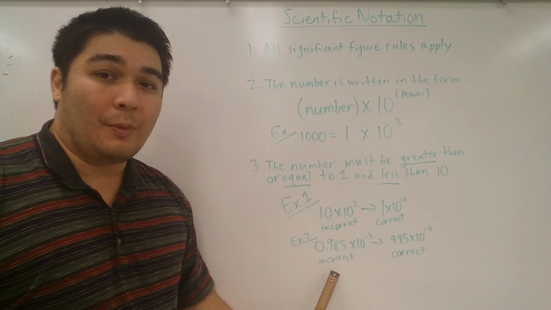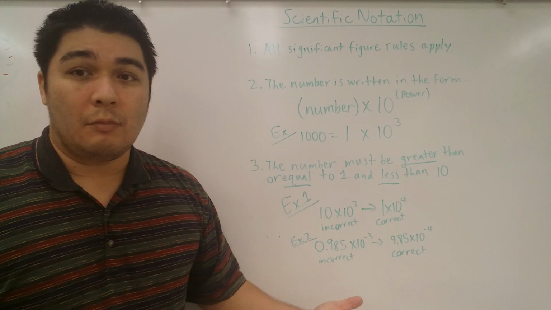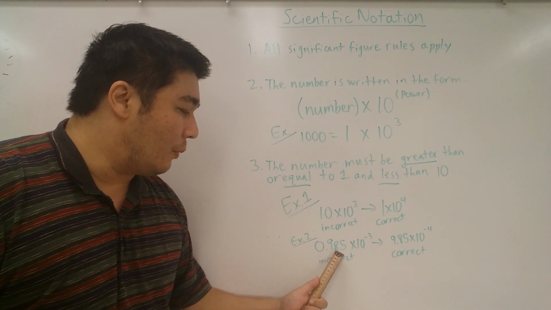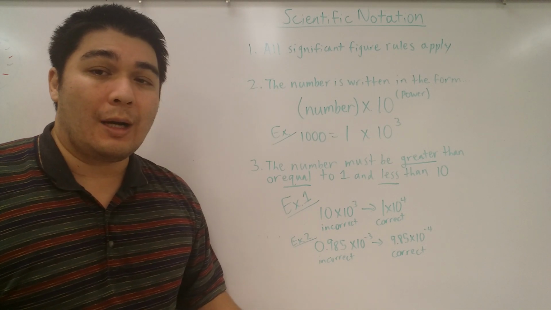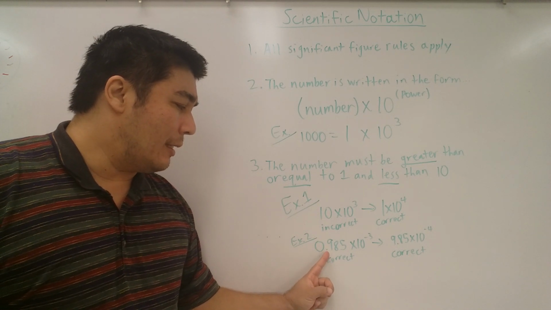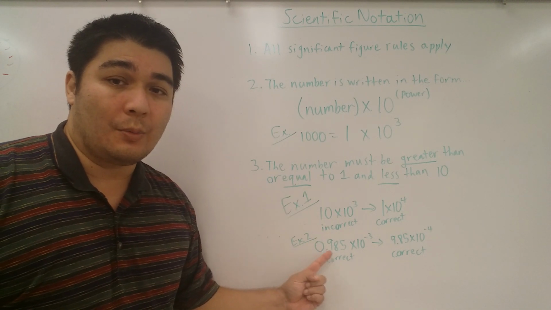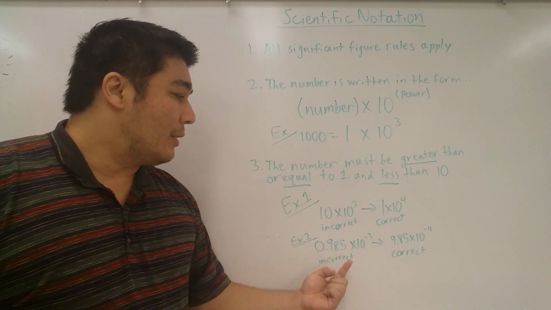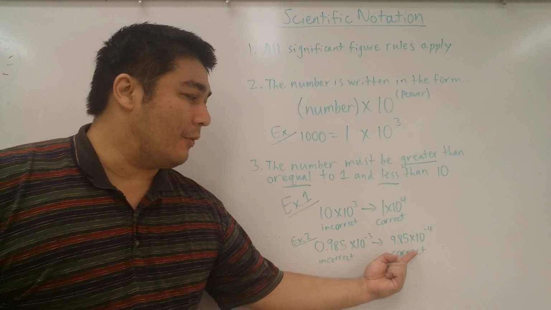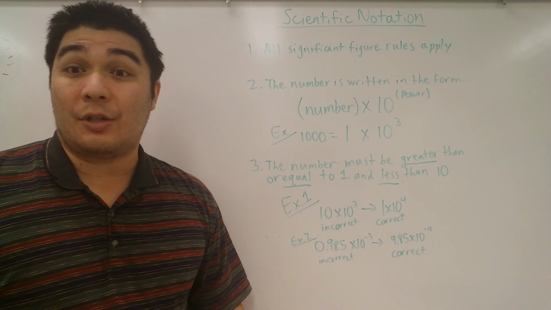Let's do another example. What if I had 0.985 times 10 to the negative third? Well, that's less than 1, so that's not okay. So we take this decimal point right here, and we move it 1 to the right. When we do that, we're actually reducing the power. If we moved it to the left, we would increase the power, and if we moved it to the right, we would decrease the power. So 0.985 times 10 to the negative third would lead to 9.85 times 10 to the negative fourth. So hopefully that gives you enough examples to get you started on the homework.